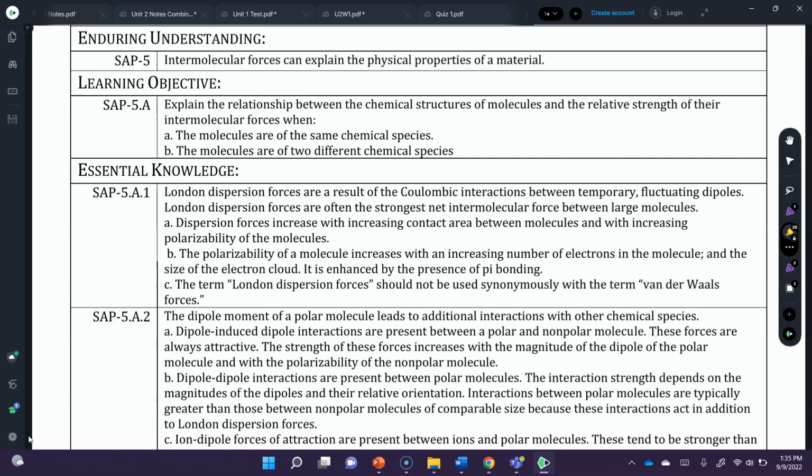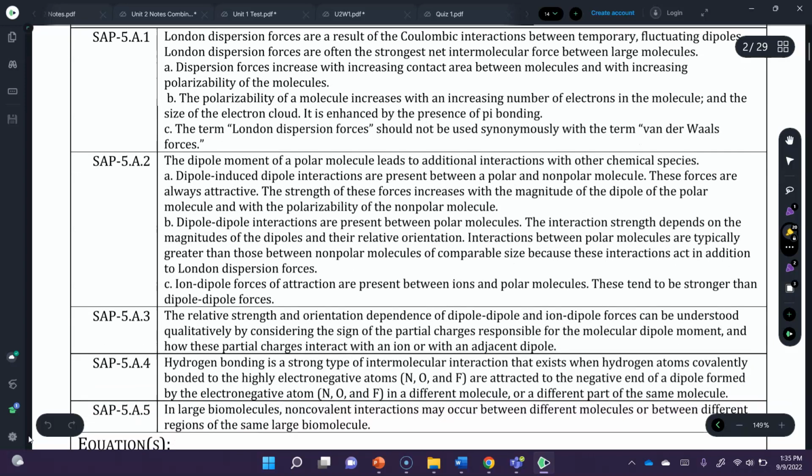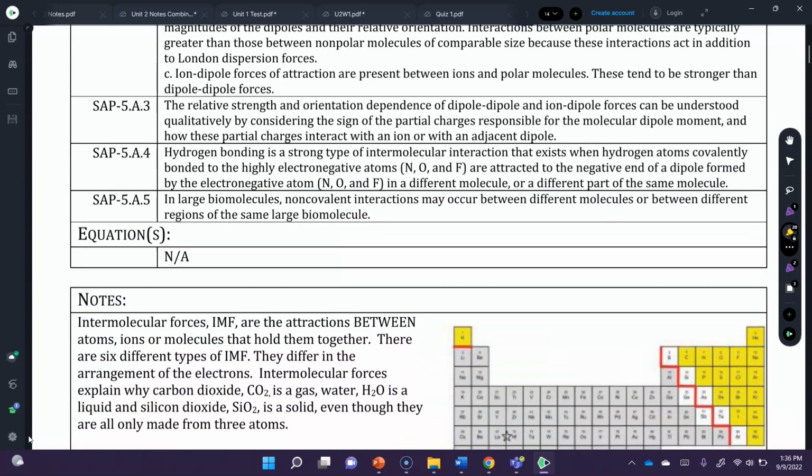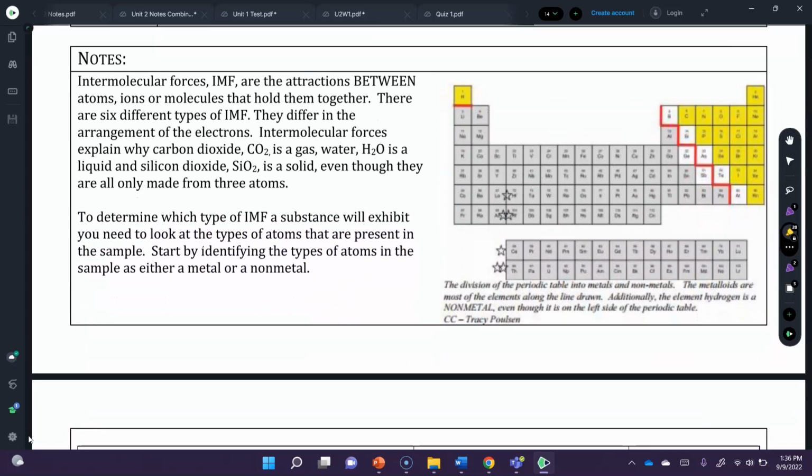So what are the intermolecular forces and interactions there? We have more essential knowledge that is linked to describing that, but there are no equations. So beginning with notes, intermolecular forces, or IMF, are the attractions between atoms, ions, or molecules, and these hold them together. There are 6 different types of intermolecular forces.